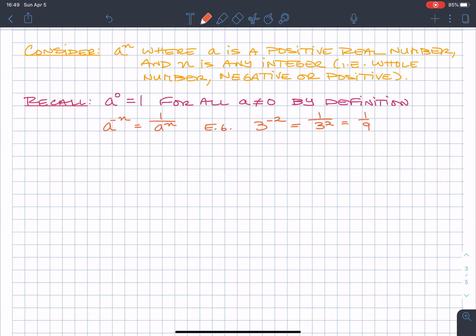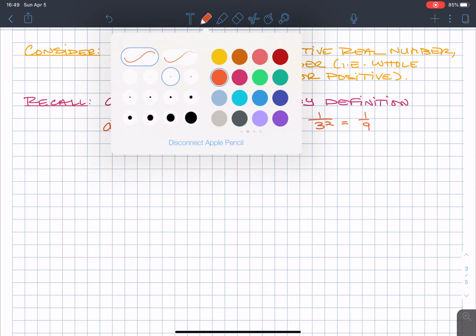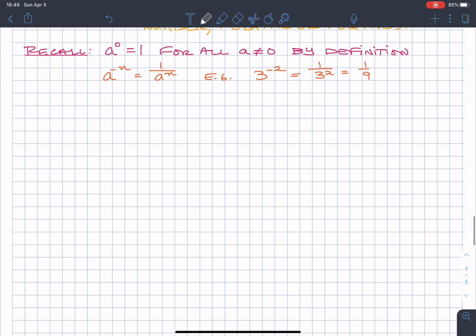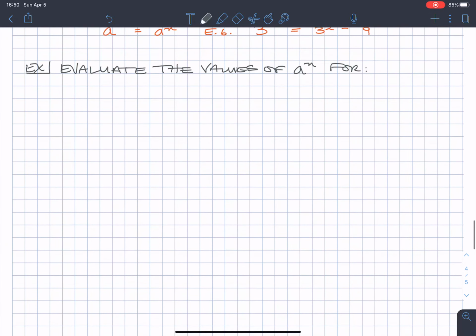So let's evaluate the value or the values of a to the n for the following. Let's say number 1, we want a is 2. Let's have n be negative 1, 0, 1, 2, and 3.